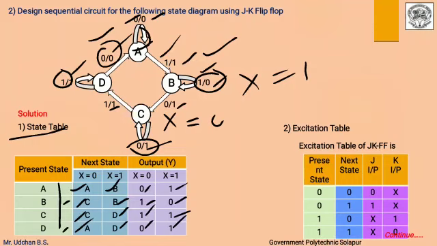In the question it is said that we have to design the sequential circuit using JK flip-flop. So I will use the JK flip-flop as a memory element. For that we require the excitation table of the JK flip-flop. It is written over here. We already know how to construct the excitation table of the respective flip-flops. From that I have directly written here the excitation table for the JK flip-flop. We will use the state table and excitation table.